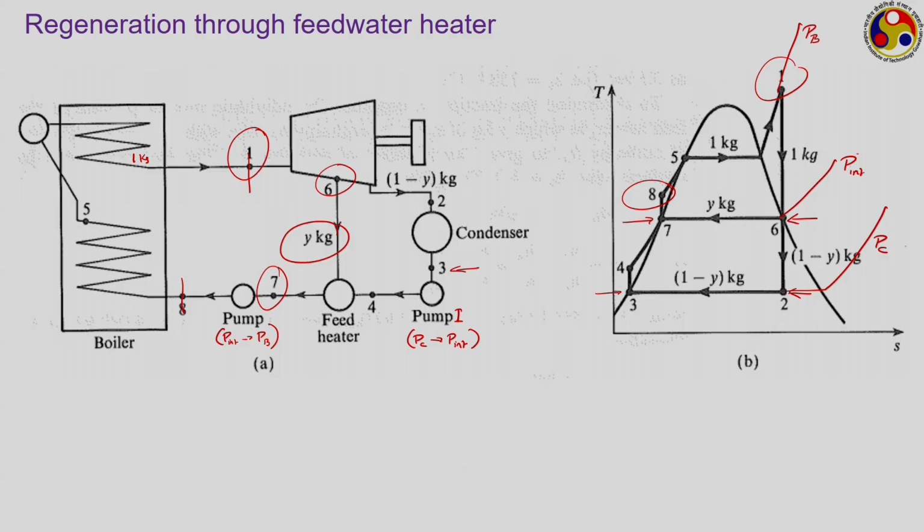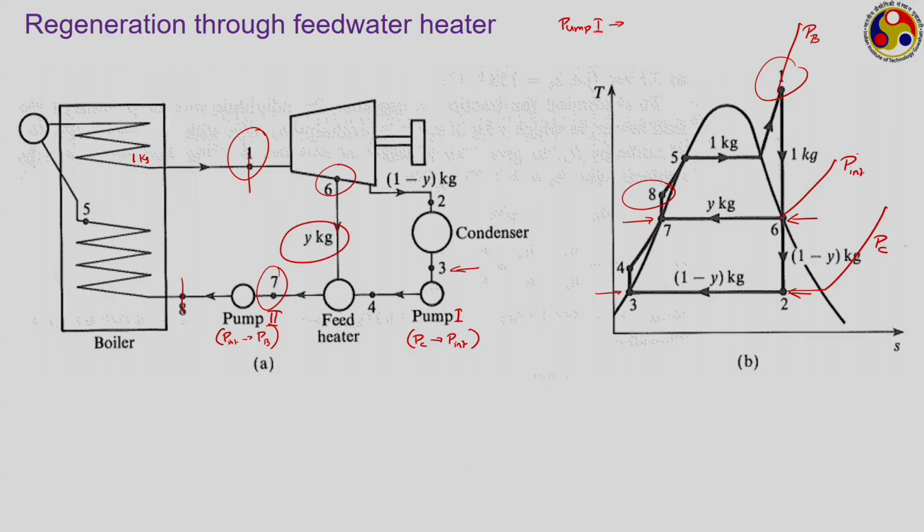This is also the alternate way or practical way of doing regeneration. In practice, any thermal power stations working with steam will be having feed water heaters, where steam will, just as shown here, be extracted and used to raise the temperature of the feed water. You can see there are two pumps that we are talking about. Pump 1 is raising the pressure from PC to P intermediate, and pump 2 is raising it from intermediate pressure to the boiler pressure.